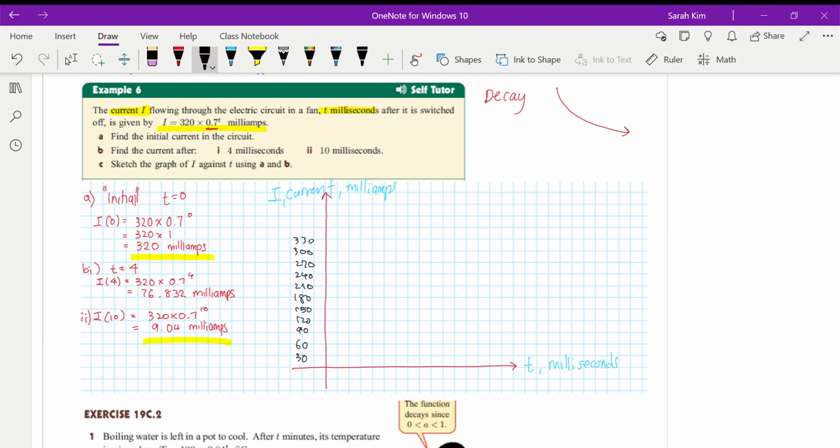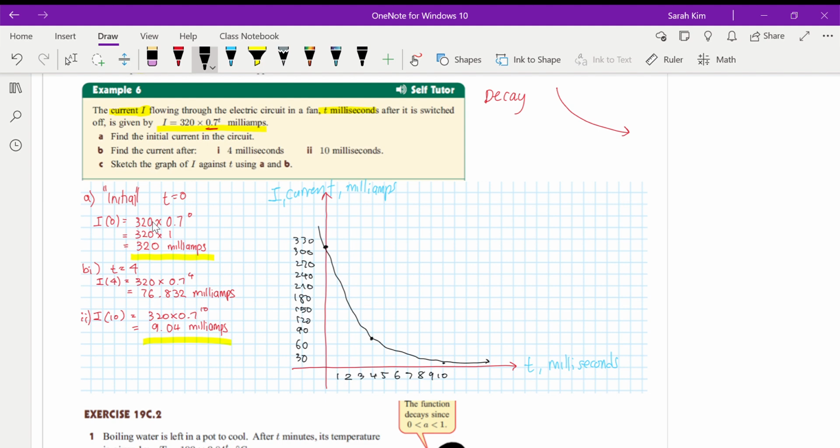Right, that's enough. And then I just got to make sure my 1 to 10 fits. 1, 2, 3, 4, 5, 6, 7, 8, 9, 10. And then I just dot them. So when my time is 0, it's at 320, which is about here. When my time is 4, I'm about 76, which is approximately here. And when I'm at 10, I'm at about 9, which is about here. It's a very curvy graph, this one. So it looks something like this.